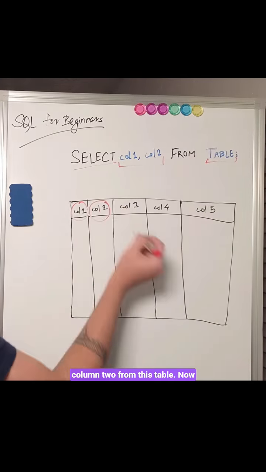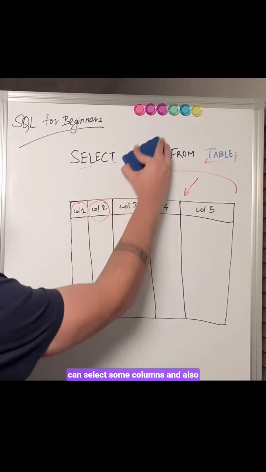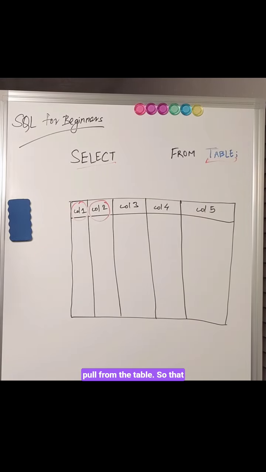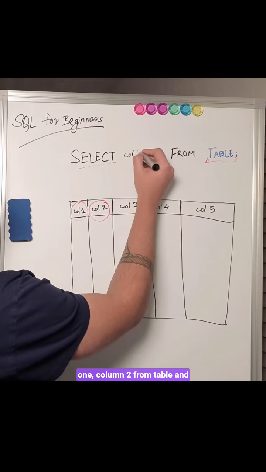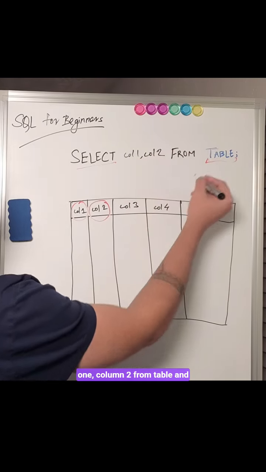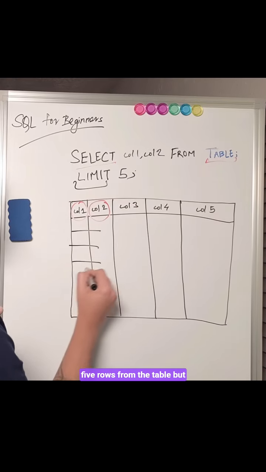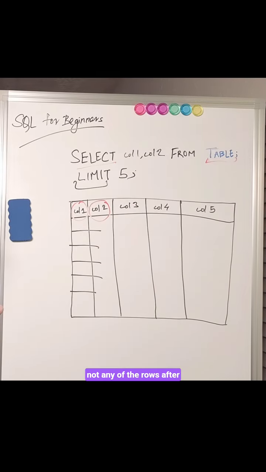Now let's take it a step further and understand how we can select some columns and also select specific rows and not all the rows that we want to pull from the table. So that would go something like select column 1, column 2 from table, and then we say limit 5. And what this is going to do is bring back 5 rows from the table, but not any of the rows after those 5 rows.